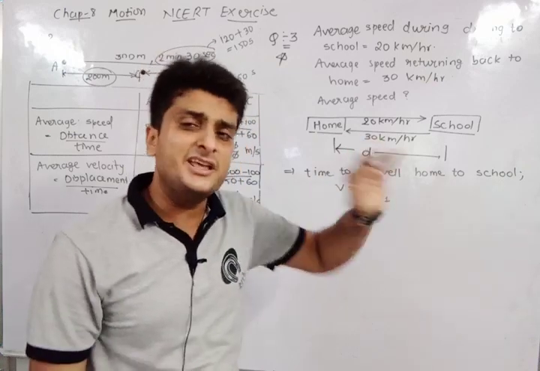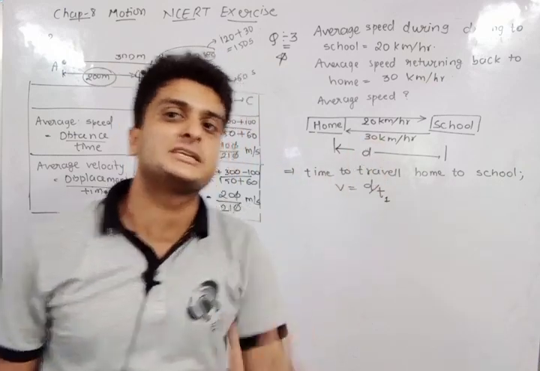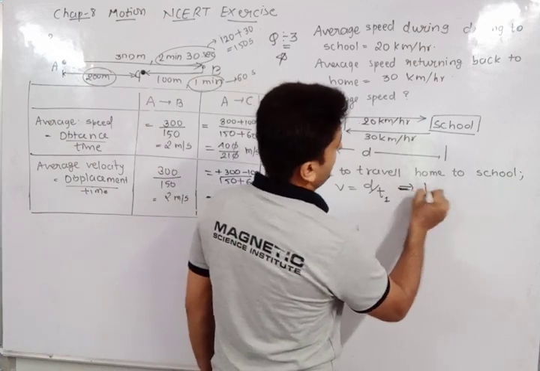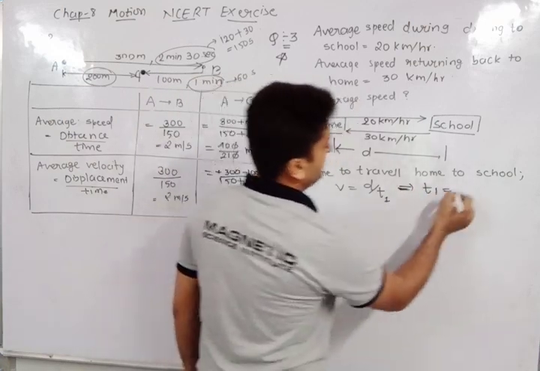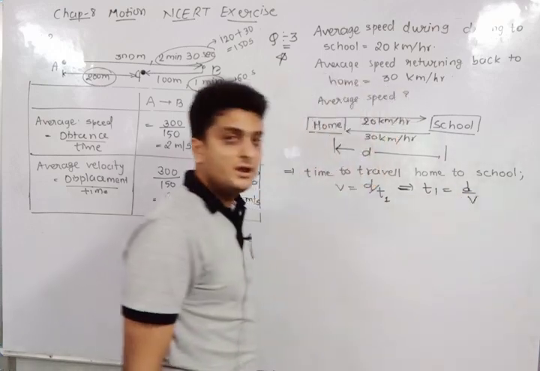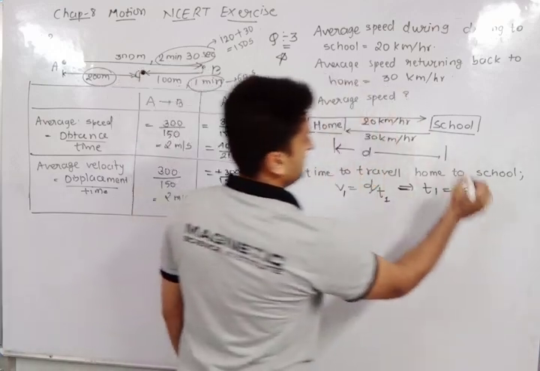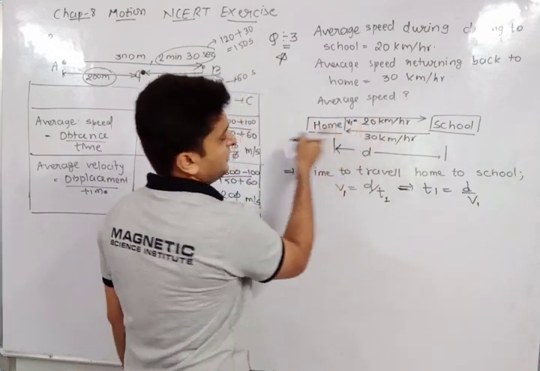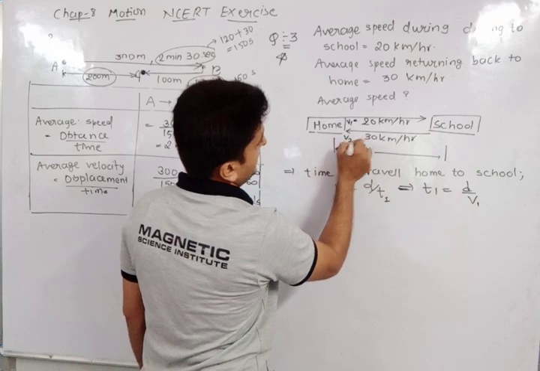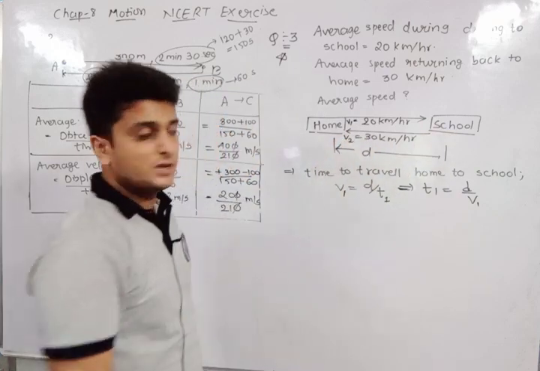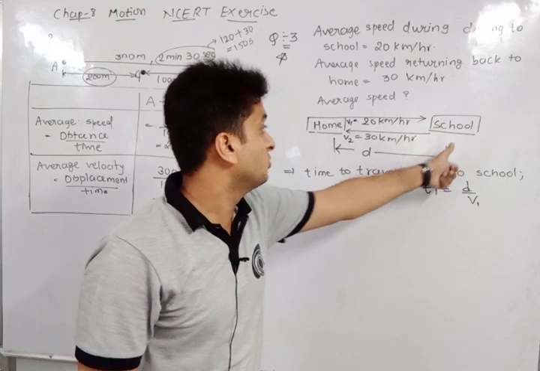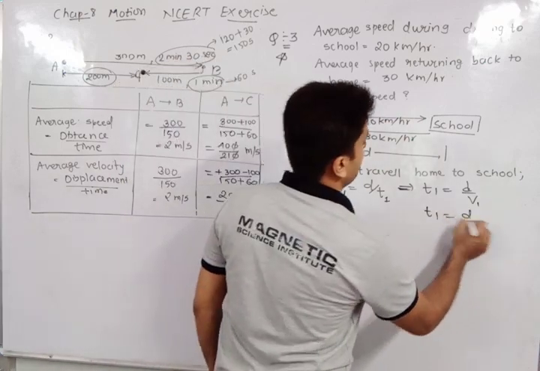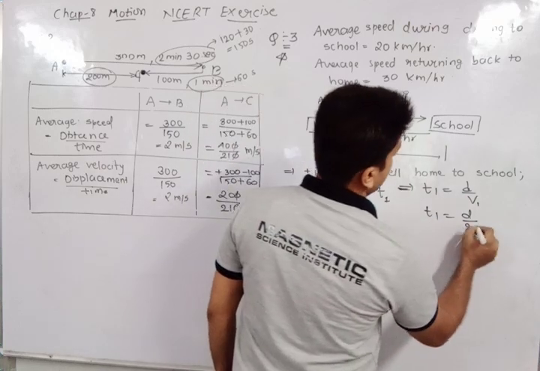Distance kitna liya hai maine? d assume kiya hai distance ko. I will assume the distance as d. Okay, fine. So what I will write, this time is equal to what? Time t1 is equal to d by v. Okay, and let me give it the name v1. This velocity home to school is v1 and school back to home is v2. So your t1 is equal to d divided by v1, and v1 is equal to 20.